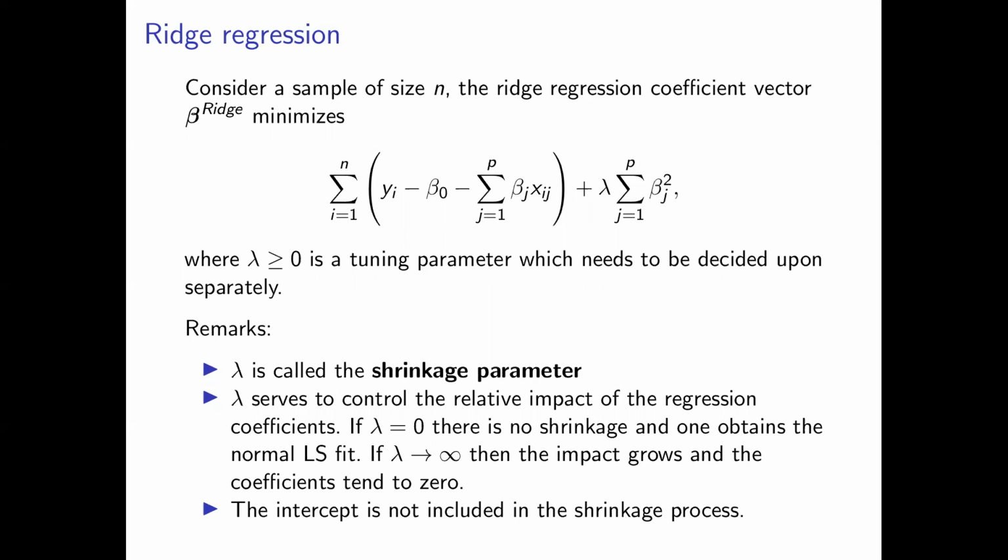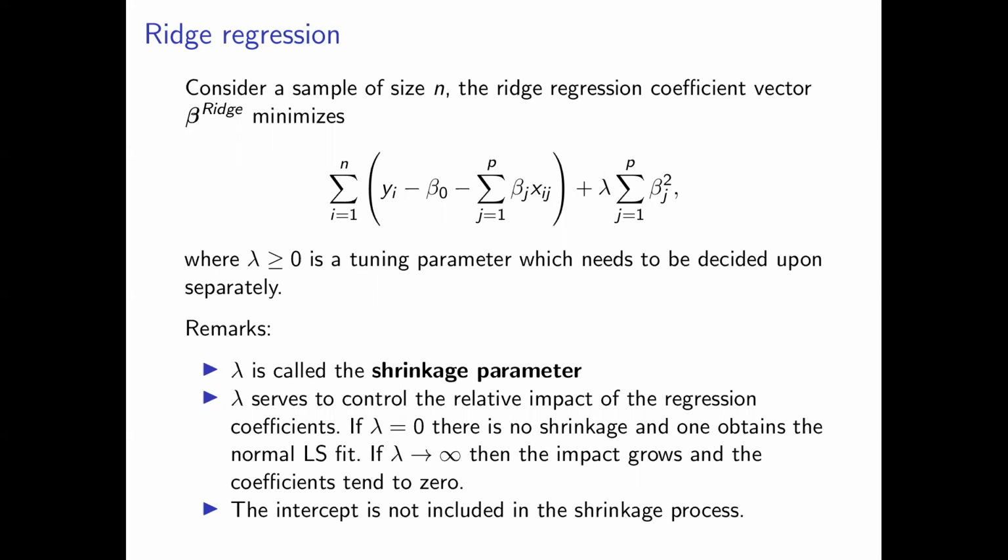Ridge regression is based on a similar model formula as we had before. The first part in the brackets, the y_i minus the beta 0 plus the beta j times x_ij, is the linear regression estimate, the least squares estimate. And then there's a second part, the lambda times the sum of beta j squared. This second part is referred to as the penalty part, and this is where the regularization is happening.